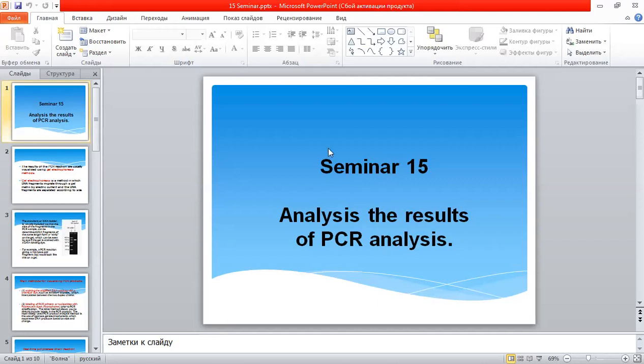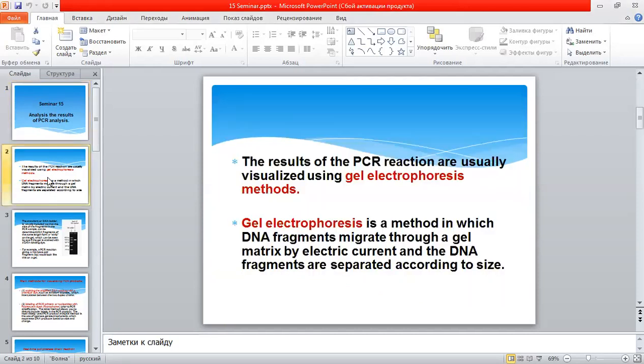Seminar work 15, analysis of the results of PCR analysis. The results of the PCR reaction are usually visualized using the gel electrophoresis method. Gel electrophoresis is a method in which DNA fragments migrate through a gel matrix by electric current, and the DNA fragments are separated according to size.